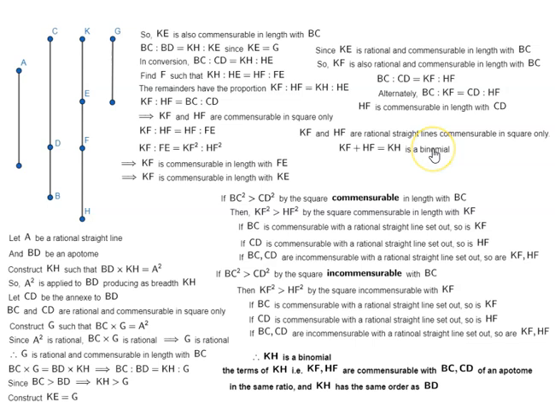KH is a binomial. The terms of KH, that is KF and HF, are commensurable with BC and CD of an apotome, and they are in the same ratio. And KH has the same order as BD. That is proposition number 113 of book 10 of Euclid's Elements.